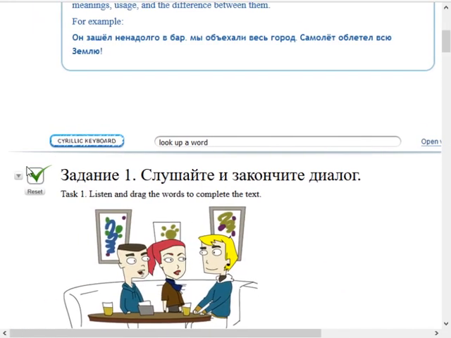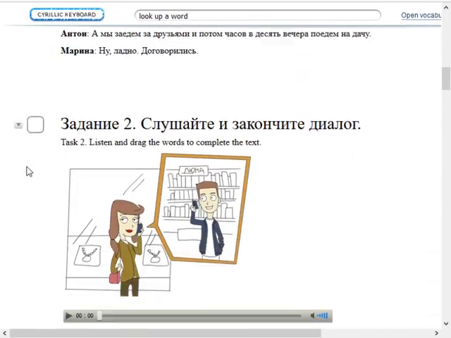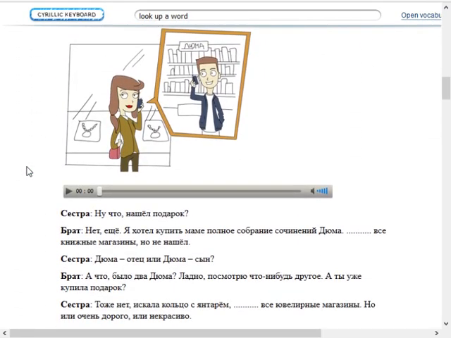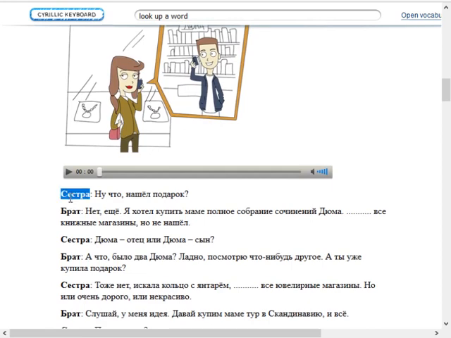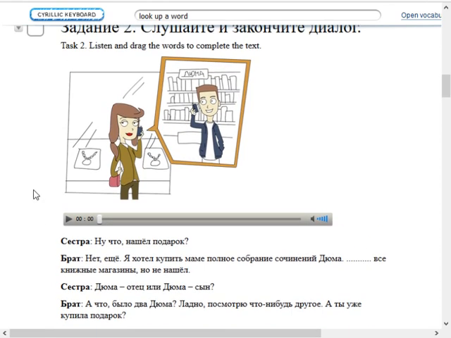So there we go. That was the first dialogue. And now we have a second dialogue. This one is between сестра and брат, between a sister and brother. So let's see what the sister appears to be standing in front of a jewelry store, and the brother is standing in Duma? It is Duma. Okay, what is Duma?